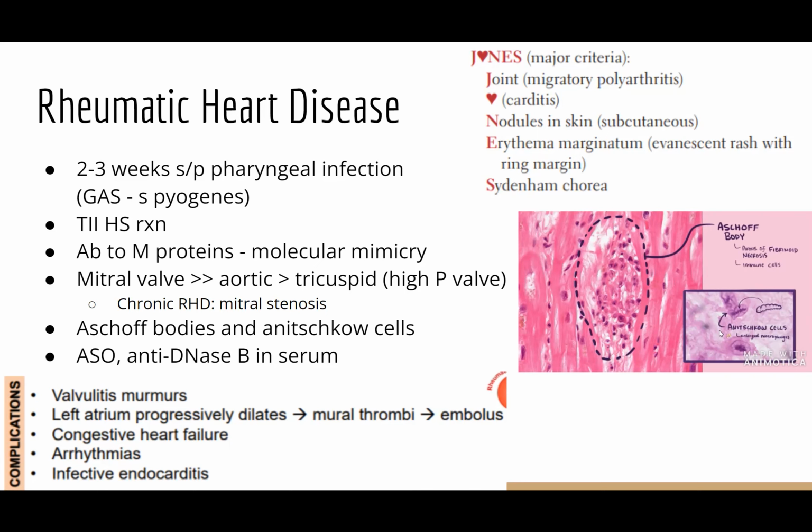Complications, again, complications are really big. You can have a lot of things that come from this. But the biggest things you need to focus in on: group A strep, molecular mimicry, proteins, the Aschoff bodies, and then the serum.